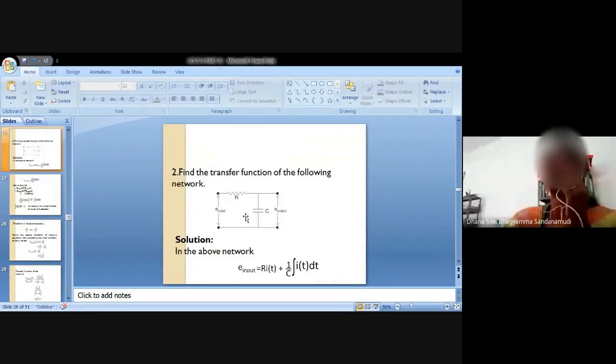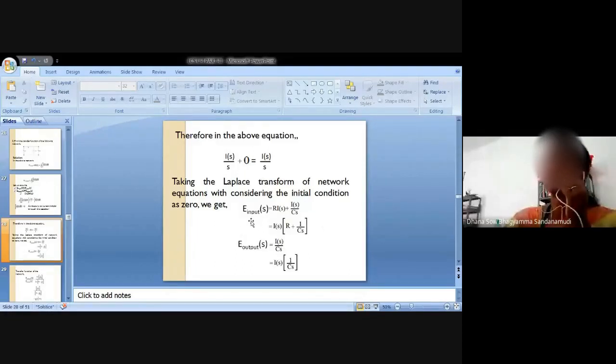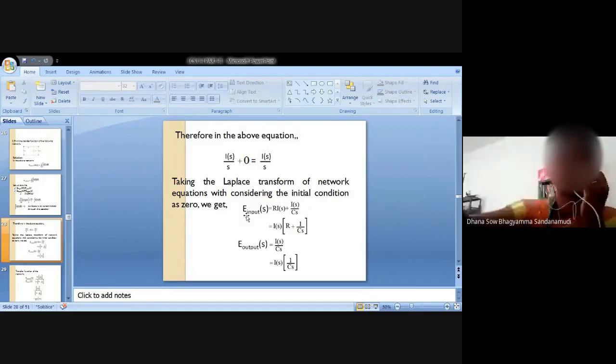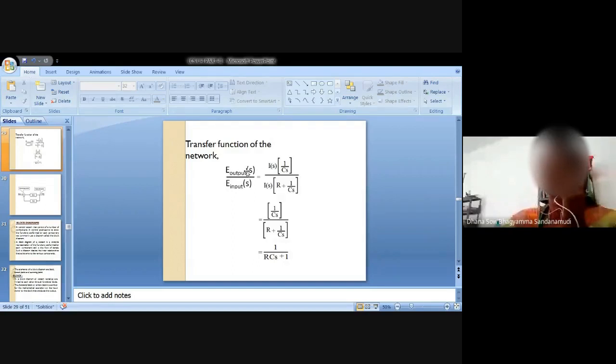Now let us go to the input equation. Convert all these terms into Laplace transform. You will get E input of s is equal to R into I of s plus the same equation which we already wrote for the previous problem. You just take out I of s common, and you will get this equation. E output you will get I of s by C of s. Now in this case, input is E input, output is E output, so E output by E input. In this case I have written correctly. In the previous case there was a mistake: instead of output, I wrote input. So just take the ratio of these two, simplify it, and you will get this equation.